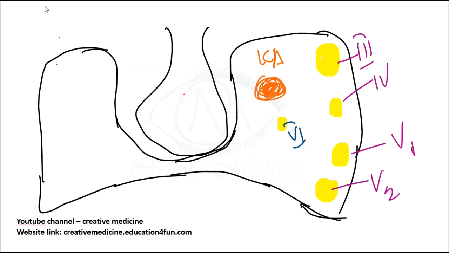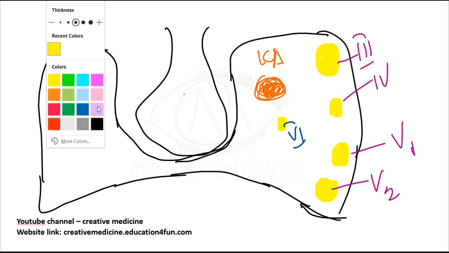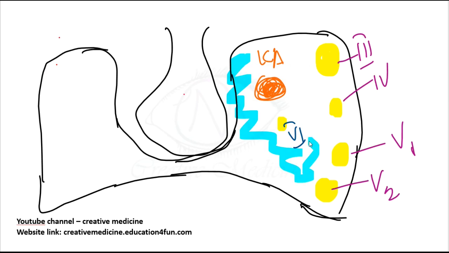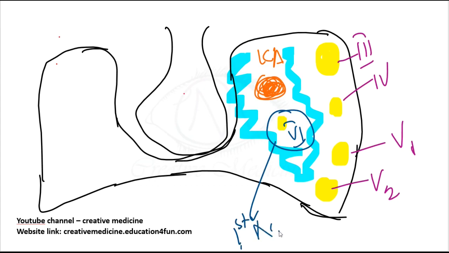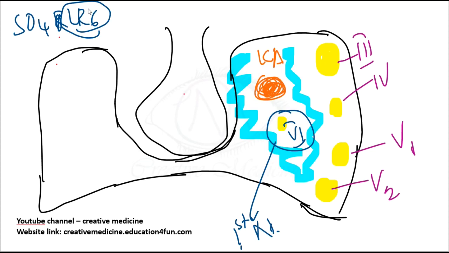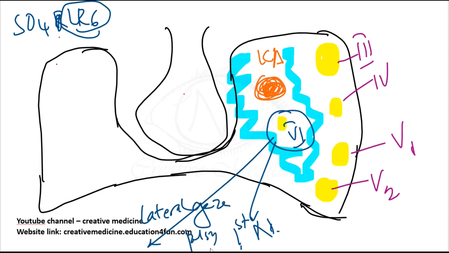So if there is cavernous sinus thrombosis, a thrombus is present in the whole cavernous sinus. Now what happens? This will compress these nerves. Among these, what is the first nerve to be involved? The sixth nerve is the first nerve to be involved. Remember SO4 LR6: the sixth nerve supplies the lateral rectus. So involvement of the sixth nerve will cause lateral gaze palsy.